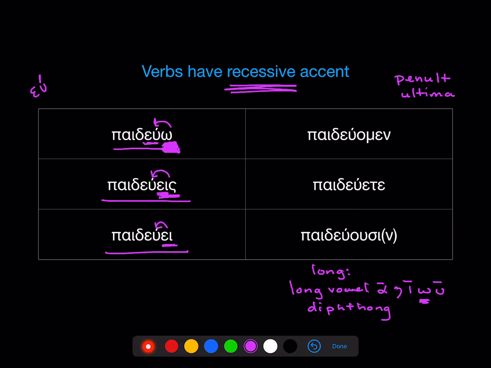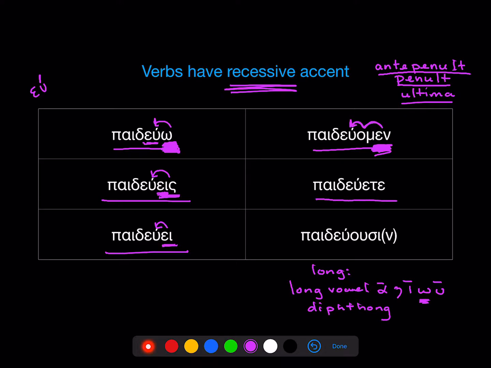Now let's look at the first person plural, paideomen. Well, now here the ultima has an epsilon in it. That's short. It's not a long syllable. So this time the accent can go back not just to the penult, but to the antepenult, the third to last syllable. So the three last syllables of a word have names. The ultima is the last syllable, the penult is the next to last syllable, and the antepenult is the third to last syllable. So if the ultima is short, the accent can go back all the way to the antepenult.